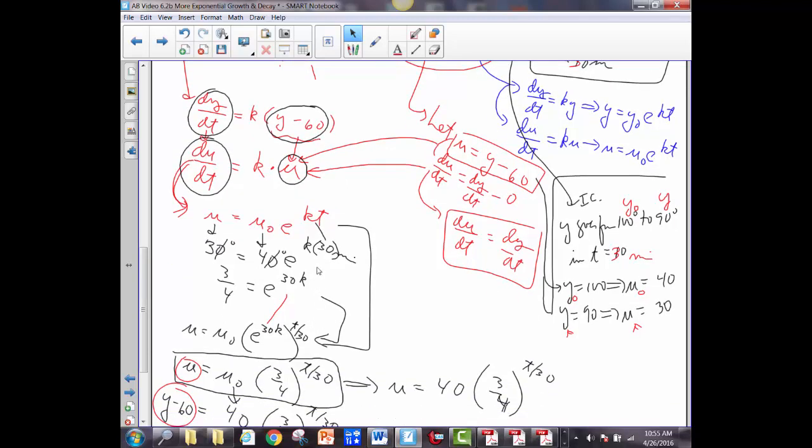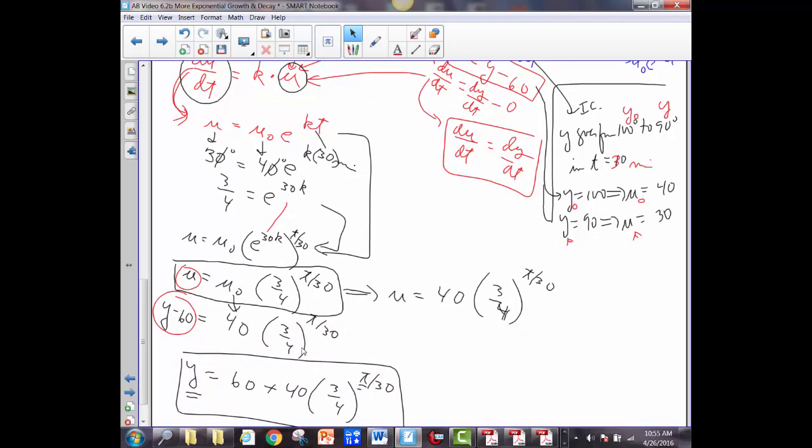I don't, so I'm writing this as e to the 30k equals 3/4, and then I'm rewriting this e to the kt purposely into e to the 30k to the t over 30, so I can replace the e to the 30k by 3/4. Now, you will need to go back, replace u by y minus 60, replace u0 by 40, and now isolate the y, and there is your beautiful equation in y and t.